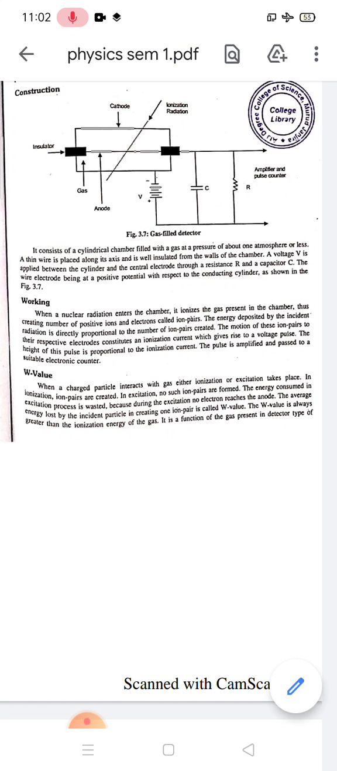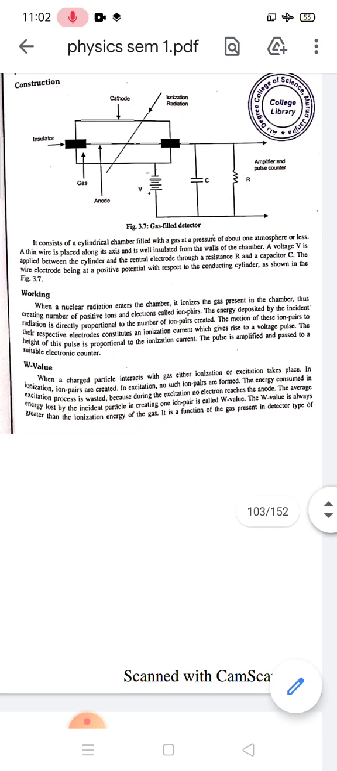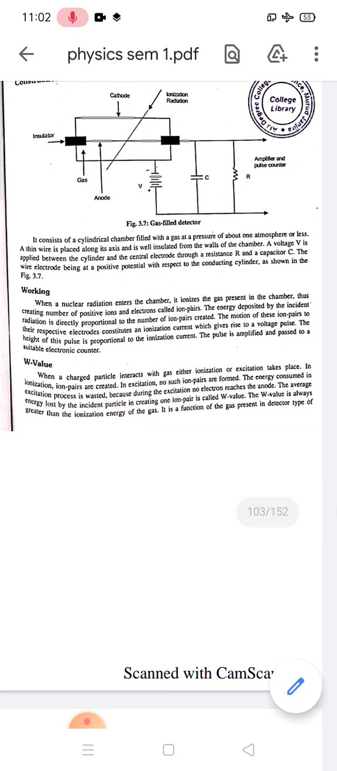W value: when a charged particle interacts, either ionization or excitation takes place. In ionization, ion pairs are created. In excitation, no such ion pairs are formed. The energy consumed in the excitation process is wasted, because during excitation no electron reaches the anode. The average energy lost by the incident particle in creating one ion pair is called the W value.